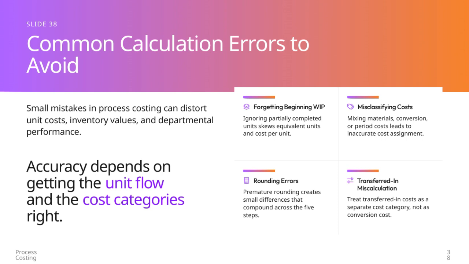Overall, getting the unit flow right and correctly categorizing costs are essential to ensure accuracy throughout the process costing system. These careful considerations help us avoid errors and produce reliable cost information.